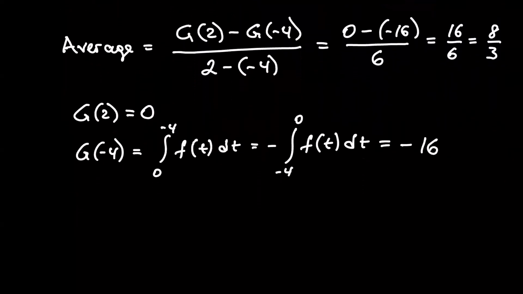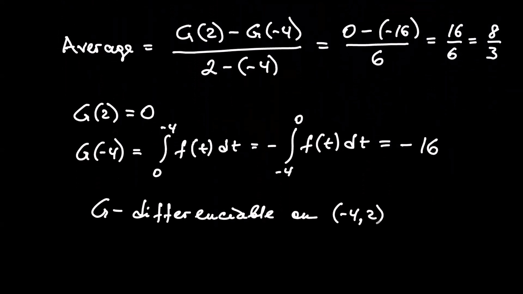And let's see whether the mean value theorem applies here. And it does apply because G is a differentiable function on the interval from negative 4 to 2, and therefore it's also continuous on this interval. Therefore, the mean value theorem applies, and it guarantees that there exists such a value C that G prime of C is equal to the average rate of change, which is 8/3.